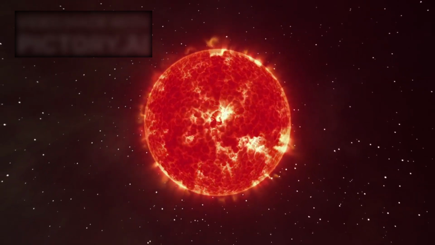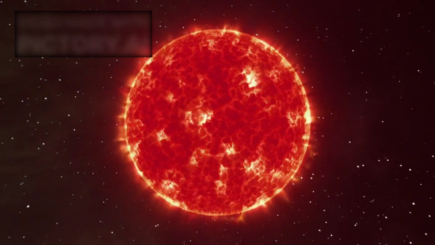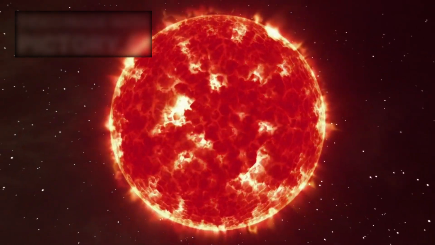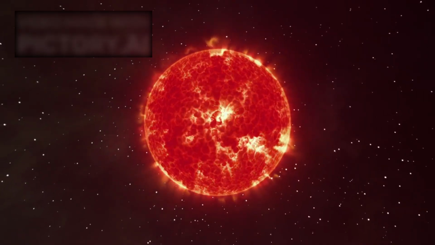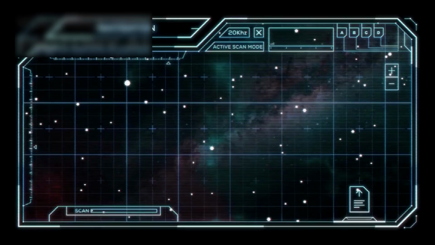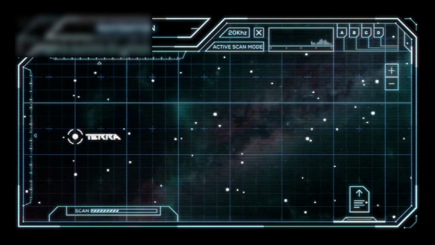Proxima Centauri B orbits its host star, Proxima Centauri, a red dwarf star and the smallest member of the Alpha Centauri triple star system, which also includes the binary pair Alpha Centauri A and Alpha Centauri B. These three stars together form the closest stellar neighborhood to our Sun.